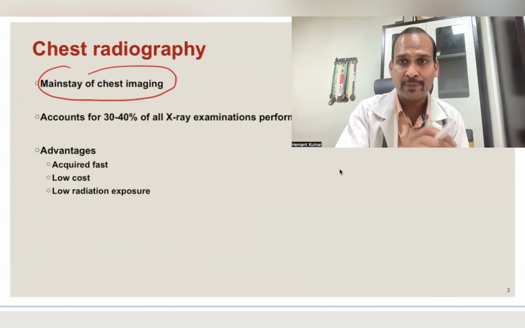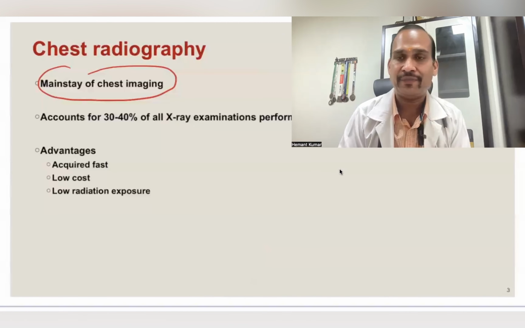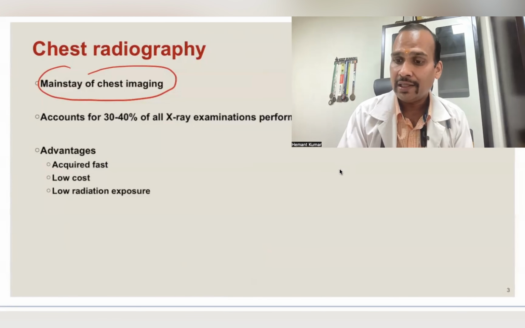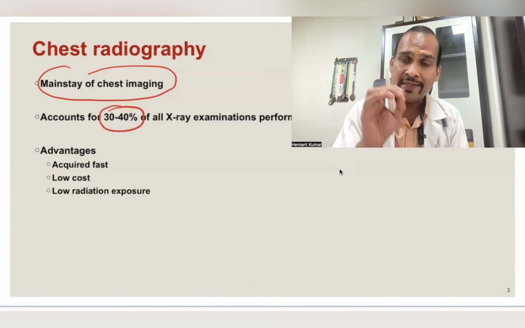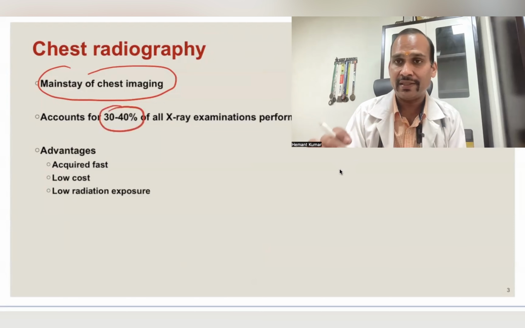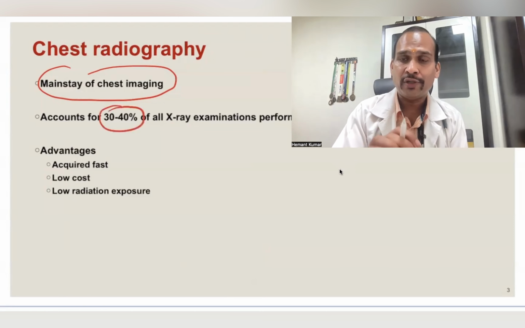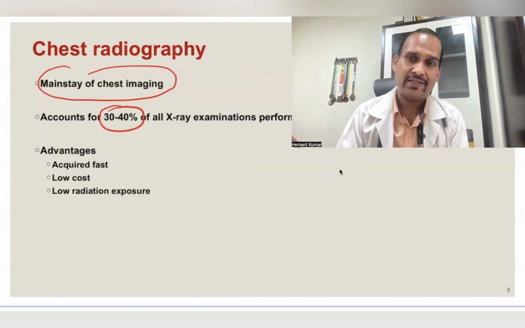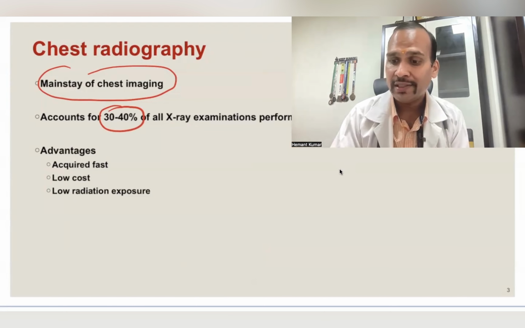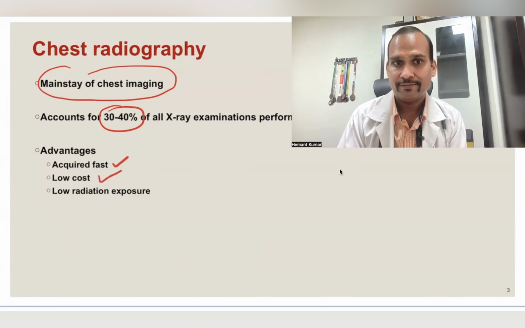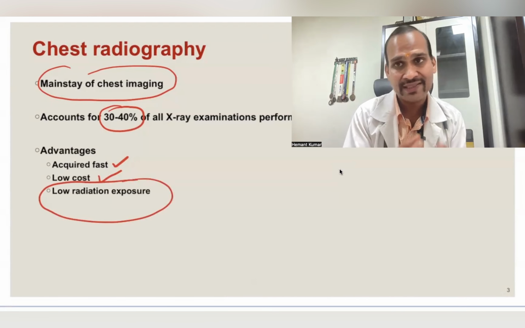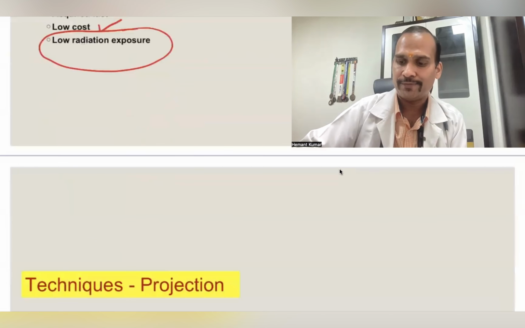So whenever a patient comes to you, you ask for a chest X-ray, and chest X-ray makes up around 30 to 40% of all X-rays. If in any center 100 X-rays are being done, out of 100, 30 to 40 X-rays will be chest X-rays. So common. Why? Because it is fast. Within 10 or 15 minutes, we can get the X-ray plate or X-ray film. It is low cost and has low radiation exposure compared to other diagnostic methods like CT scan. So this is widely used.